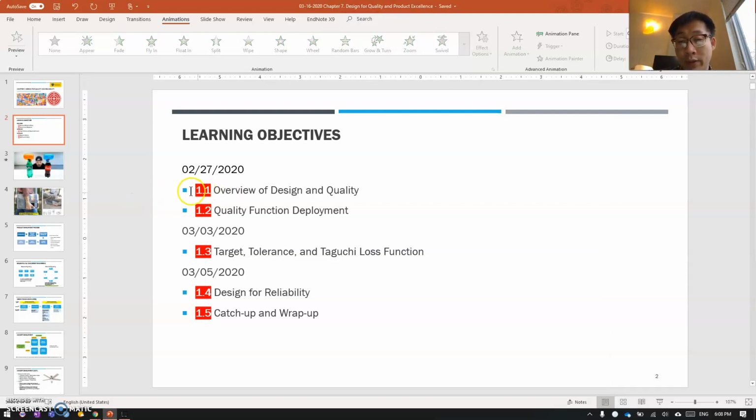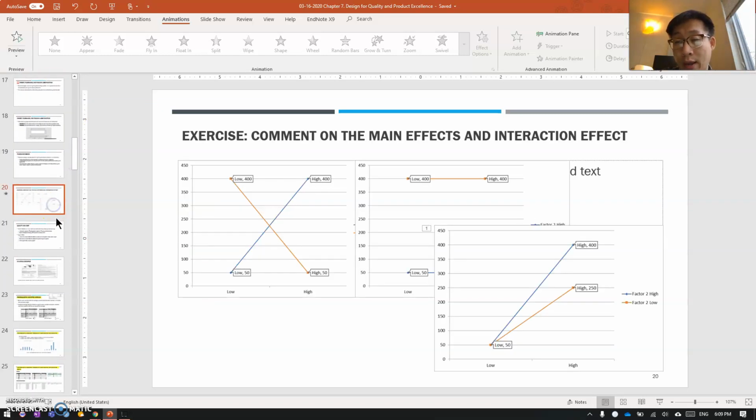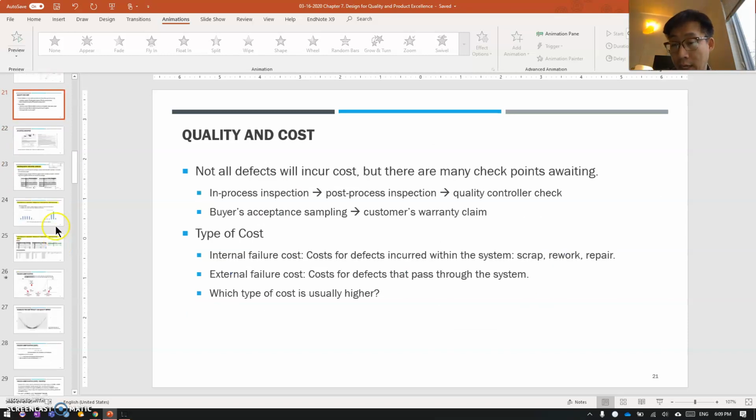So if you recall what we have done in chapter 7, at the beginning we discussed the overview and the quality function deployment. This is a tool where product designers can link the customer's demands, needs and wants, and combine that with your existing manufacturing design capability, and finally come up with an area where you can focus in terms of product delivery. Okay, and then after that we looked at the target, tolerance, and Taguchi loss function. I think we did Taguchi loss function just for one session, and then we entered into the spring break.